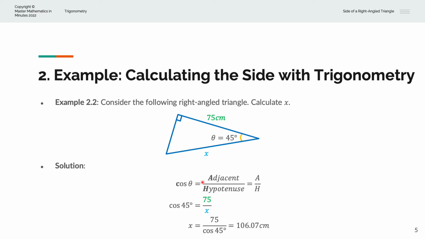So we have cos of theta is equal to the adjacent side over the hypotenuse side, or A over H. And cos of 45 degrees, because we're given theta is equal to 45 degrees from above. The adjacent side is 75 centimeters, which is this side, and the hypotenuse is x, and that is what we're trying to find. So solving for x, x is equal to 75 over cos of 45 degrees, and that is equal to 106.07 centimeters.